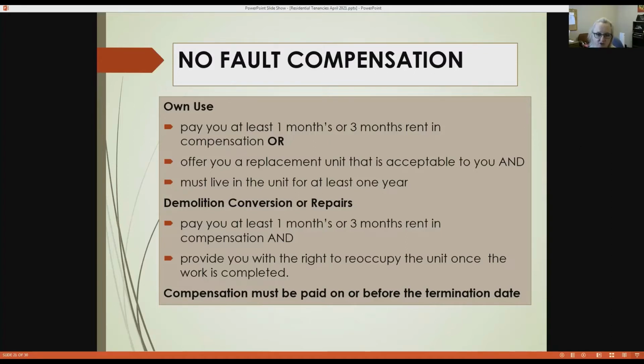Same with demolition, conversions, and repairs. The key with this is that they have to give the tenant the right to reoccupy the unit once the work is done. It's not always realistic for tenants to leave and then come back, but some do have family members that they can stay with. So when they're demolishing the unit, or doing major renovations, someone can't stay there, they have to compensate them in terms of that 1 month's rent or 3 months, and they have to give them the right to reoccupy the unit. It's also important that the tenant communicate to the landlord that they intend to move back in once the repairs are completed.